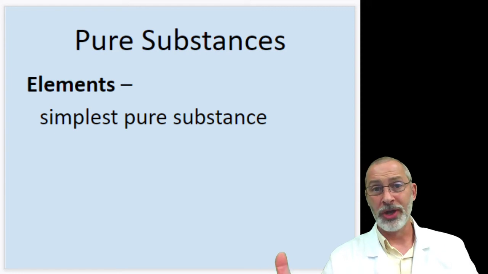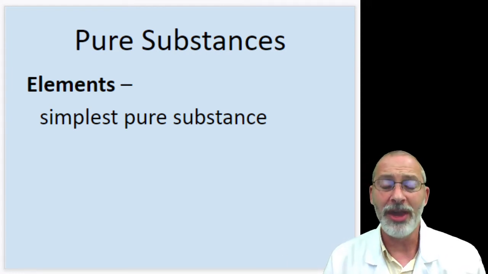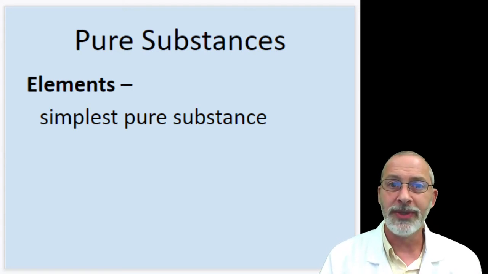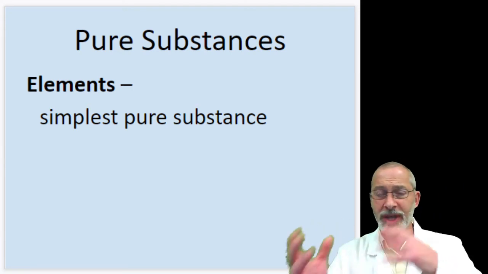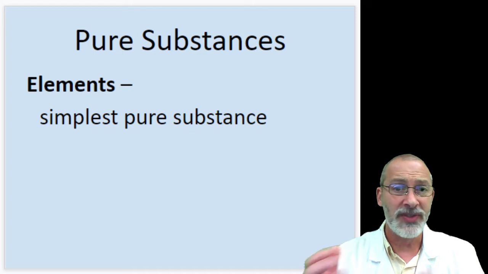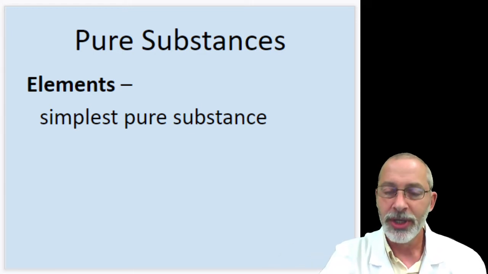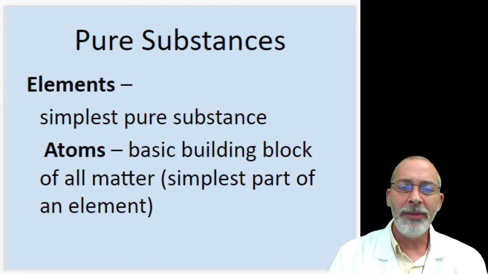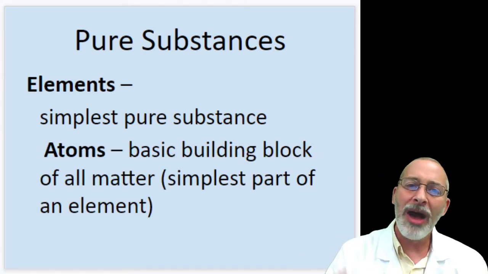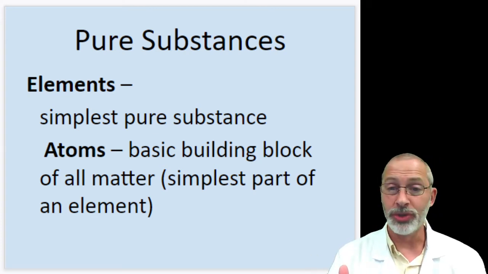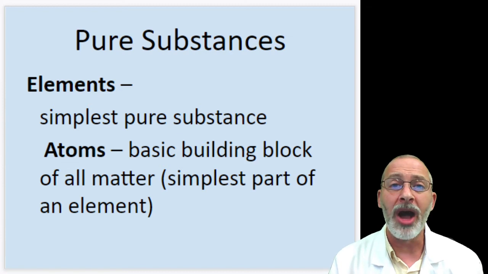We just heard the song about the elements. Well, what are they? They are the simplest of pure substances. Again, pure substance, one that is the same throughout. So elements are the simplest pure substance, and elements are made out of atoms. Atoms, as you know, are the basic building block of all matter.